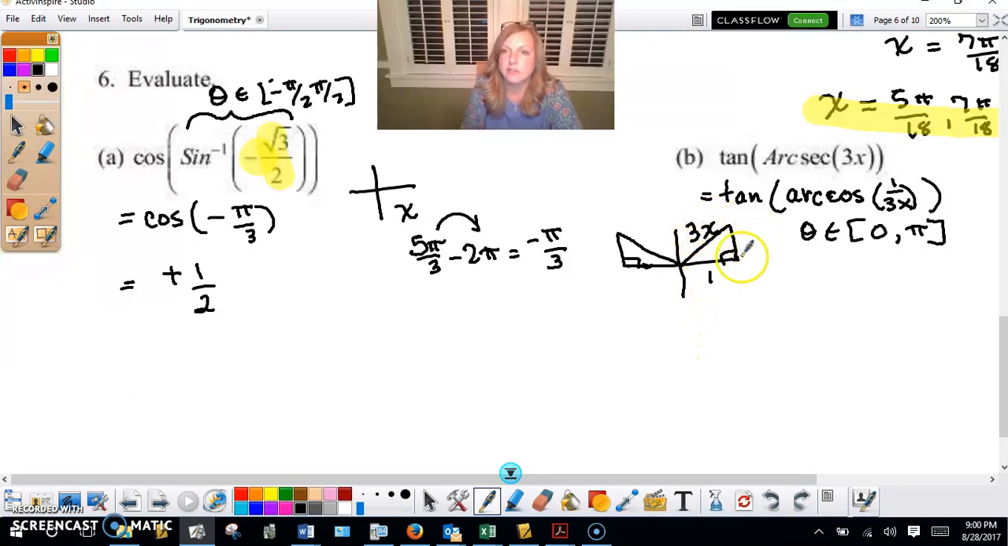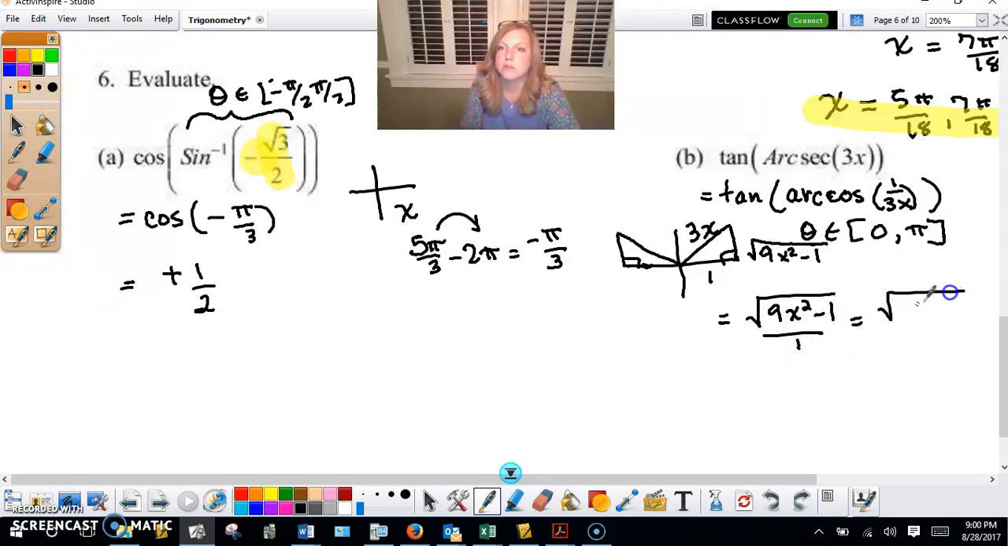And then I would find the third side. We would go ahead and do our Pythagorean, square the 3x. That's 9x squared minus your leg squared. And so if I was just looking at quadrant 1 to find the tangent of the angle whose cosine ratio is 1 over 3x, then the tangent would be square root of 9x squared minus 1 over 1, or square root of 9x squared minus 1.